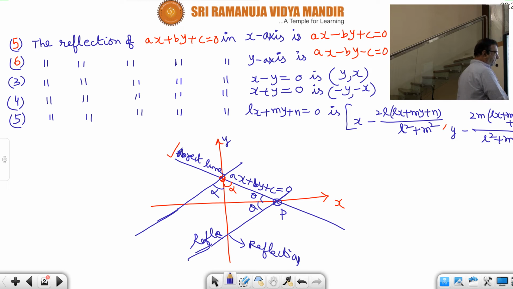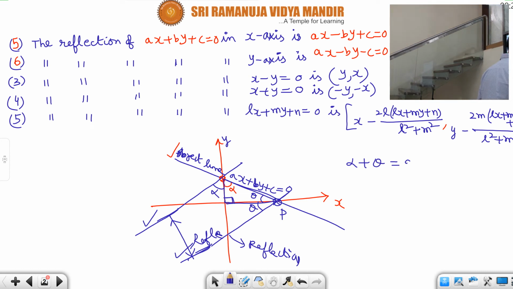Right. This is the reflection of the line in the y-axis. So these two are parallel. This one and this one, they are parallel. Why they are parallel? Let us see. Alpha plus theta, here the angle between the x-axis and y-axis is 90 degrees. So in the right angle triangle here, what is alpha plus theta? 90, sir. 90.